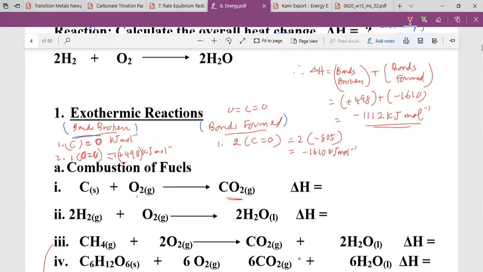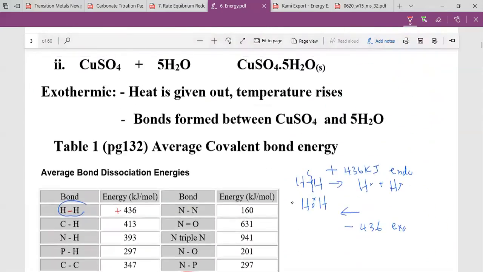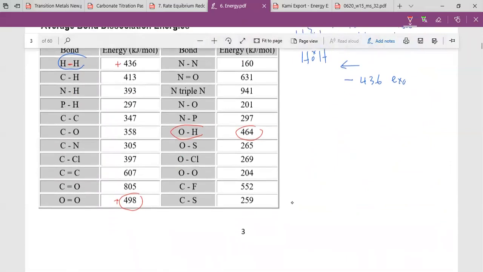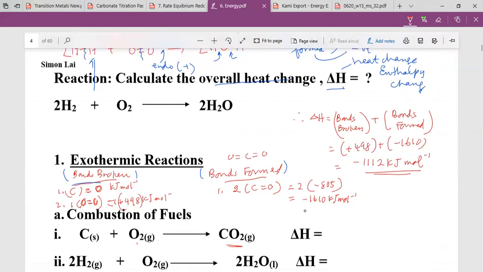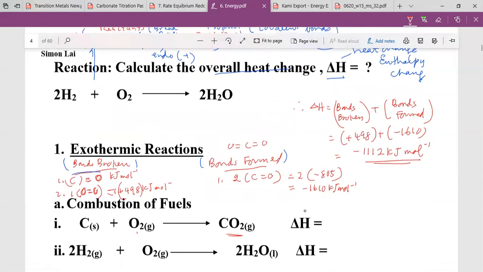So one times this, 498. Why 498? Because oxygen double bond oxygen. Okay, so here is 498. So the total, of course, is still positive 498, because carbon here is 0, isn't it? Remember, elements, nothing to break.